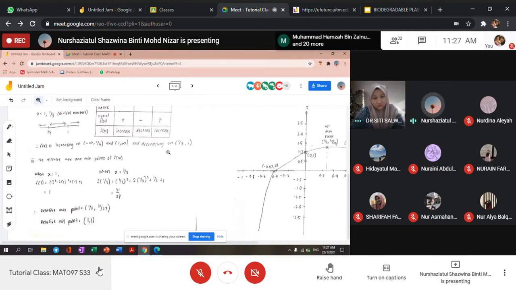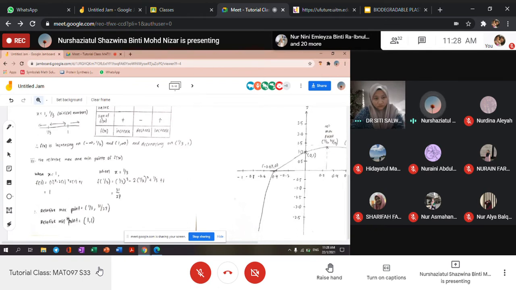And for the third, I have to find the relative maximum and minimum points of f(x). So when x equal to 1, I substitute the 1 into the f(x) equation, I will get 1. And when x is equal to 1 over 3, I simplify it and I will get 31 over 27.